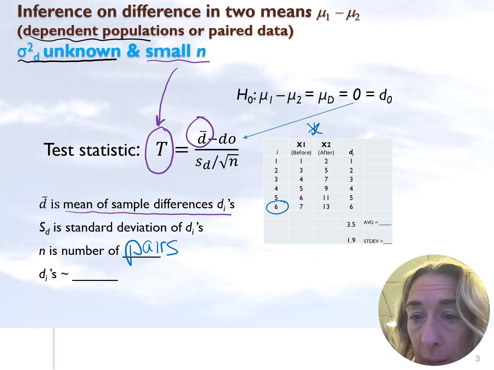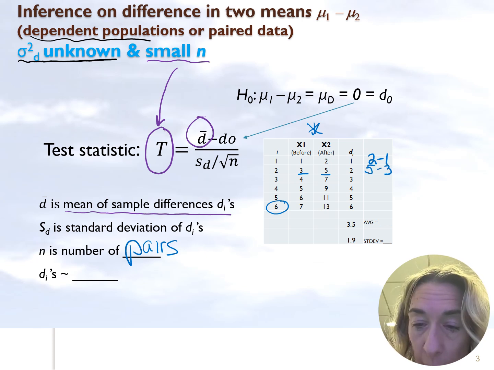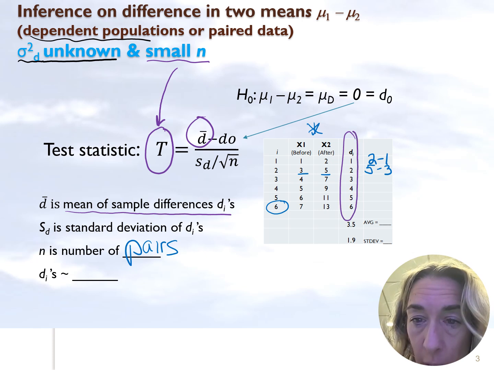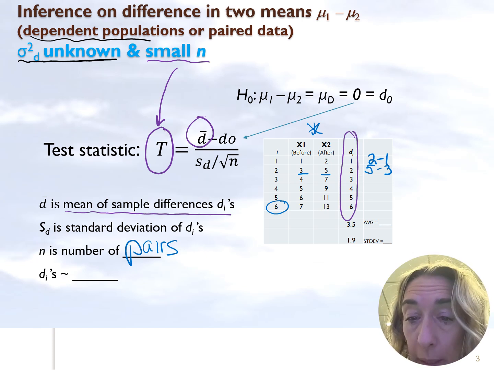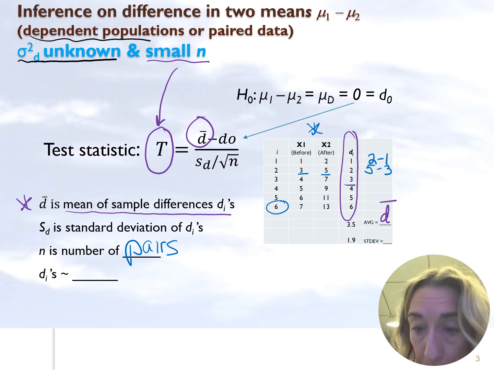In this case, X2 minus X1 was done, so that the first difference of 1 was obtained by 2 minus 1, or X2 minus X1. In the second case, the value of 2 was obtained by 5 minus 3, and so on. If we were to average these 6 individual differences, we would get a value of 3.5. We call that our D bar. So D bar is the mean or the average of the sample differences, or the sample D sub i's.